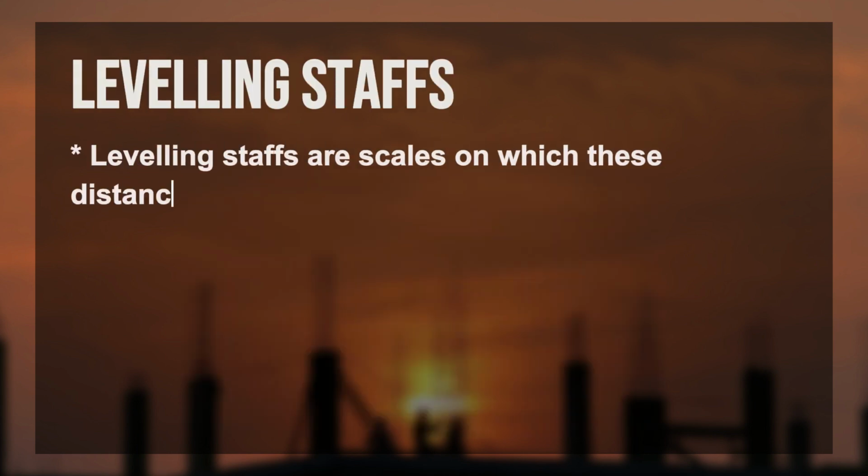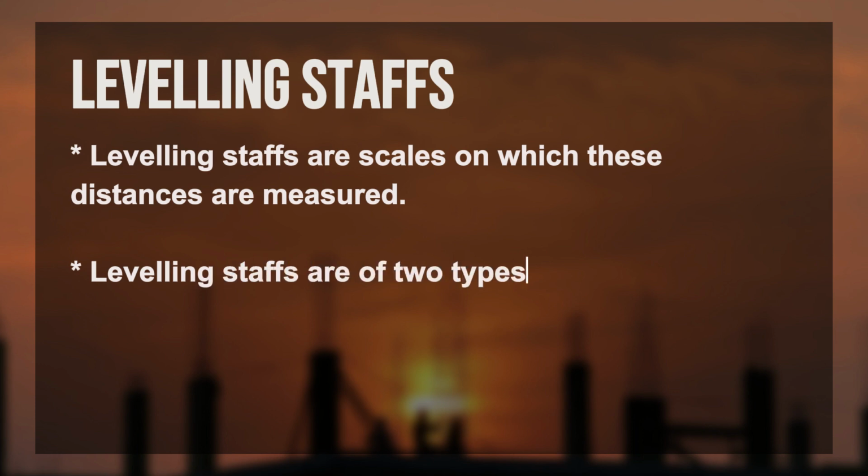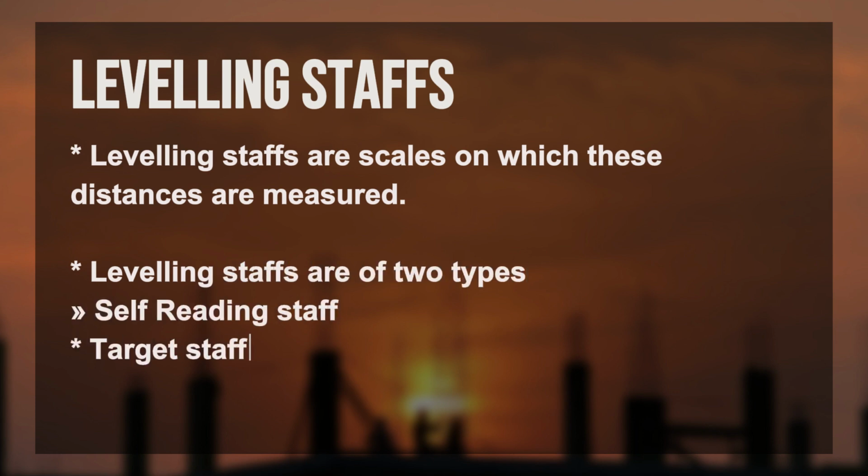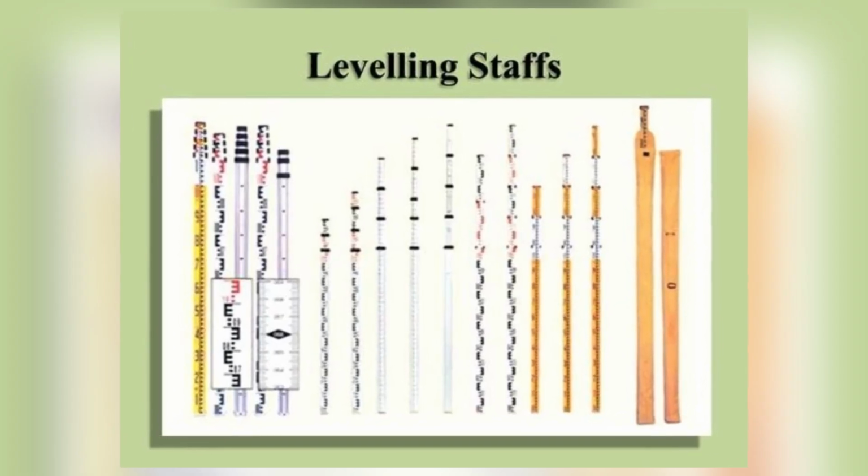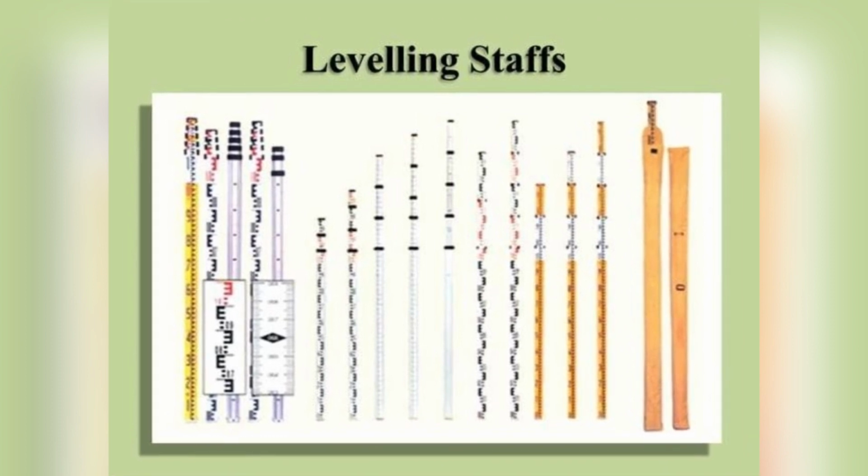The leveling staff. The leveling staff is nothing but just like a scale. Leveling staffs are scales on which different distances are measured. Leveling staffs are of two types: first is the self-reading staff and the second is the target staff. The different figures show the different types of leveling staff. As I told you, it is a kind of scale. The readings are marked on this staff, with well-defined thickness, and alternate black, white and red marks are made so that it can be seen clearly from a distance with the help of a telescope.